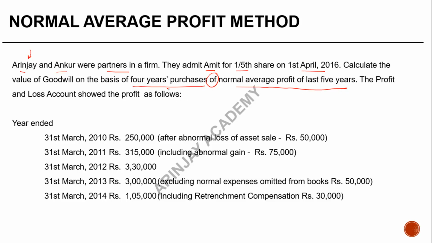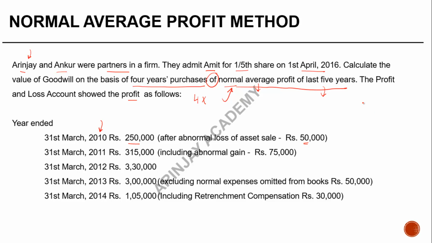Now, what this statement means is that first I need to calculate what is the normal average profit of the last 5 years. What 4 years purchase means is that the value of the goodwill is 4 times the normal average profit of last 5 years. The profit and loss account showed the profit as follows. For the year ended 31st March 2010, 2,50,000, after abnormal loss on sale of asset, rupees 50,000.